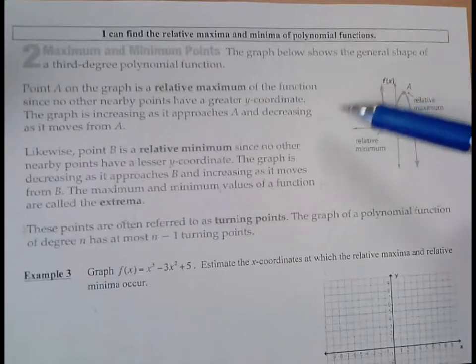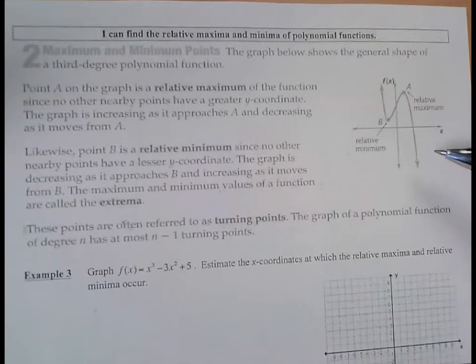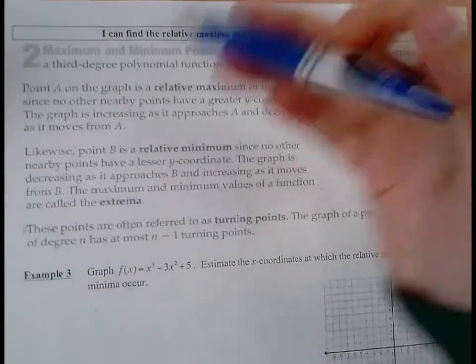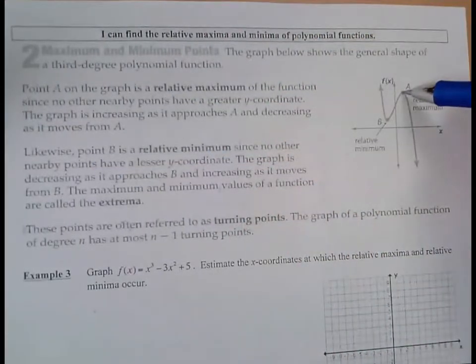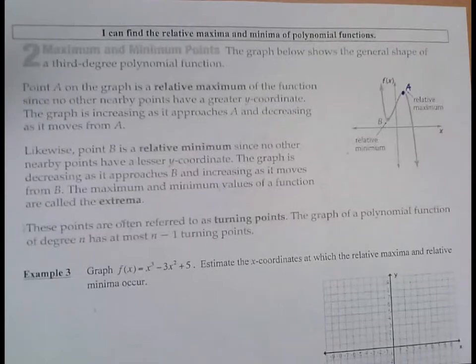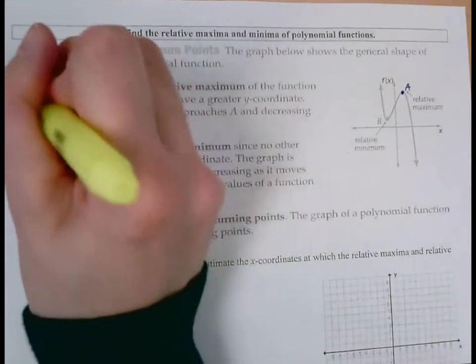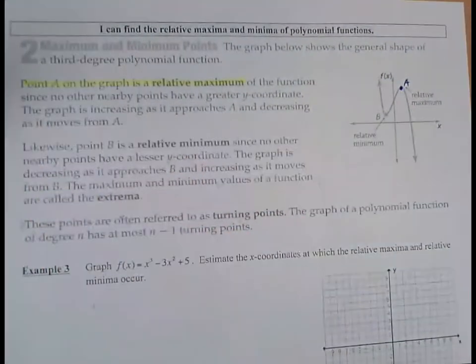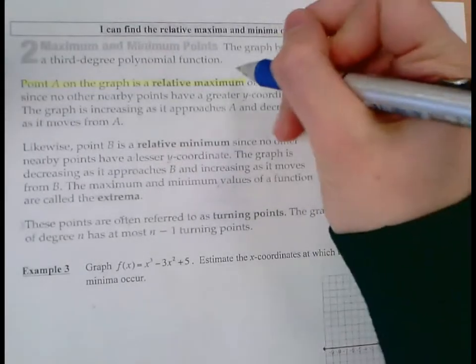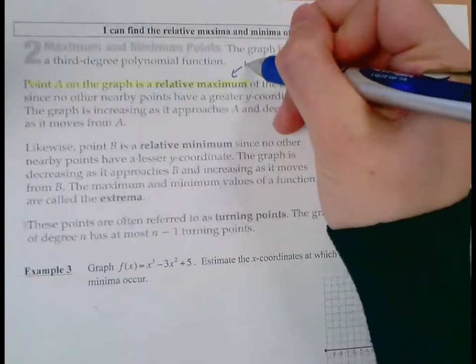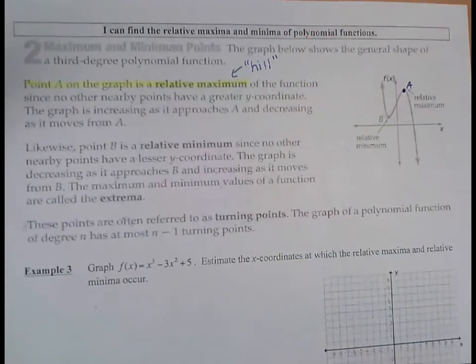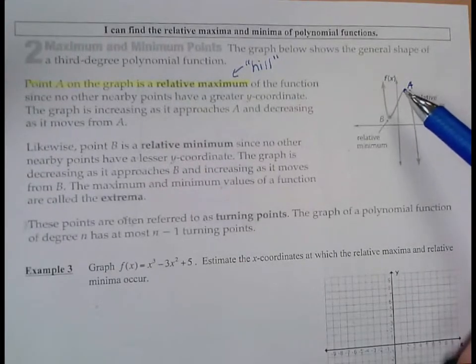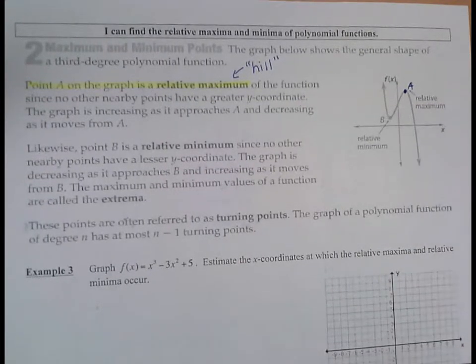So this here shows a general third-degree polynomial function. And what it's referencing over here, point A on this graph, is called a relative maximum. This is since no other nearby points have a greater y coordinate. So a relative maximum, to locate this on a graph, is kind of like a hill on the graph. Notice the graph leading up to A is increasing, and from A it's decreasing.